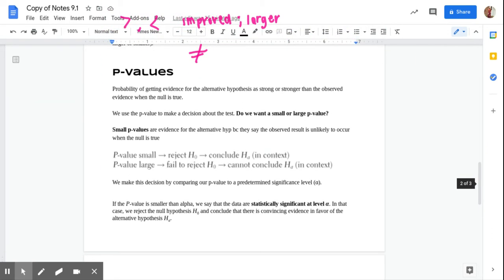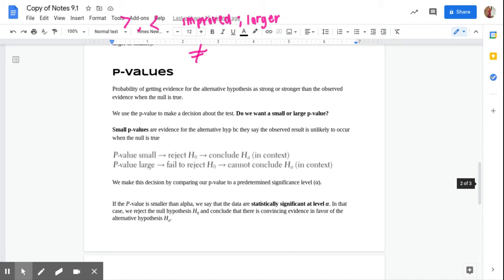All right, so how do we make these decisions? We use p-values to help us decide what we actually have evidence for. Do we have evidence for the null, or do we have evidence for our alternative? So our p-value is the probability of getting evidence for the alternative hypothesis as strong or stronger than the observed evidence when the null is true. So it's a mouthful, but you'll get used to it as we keep working.